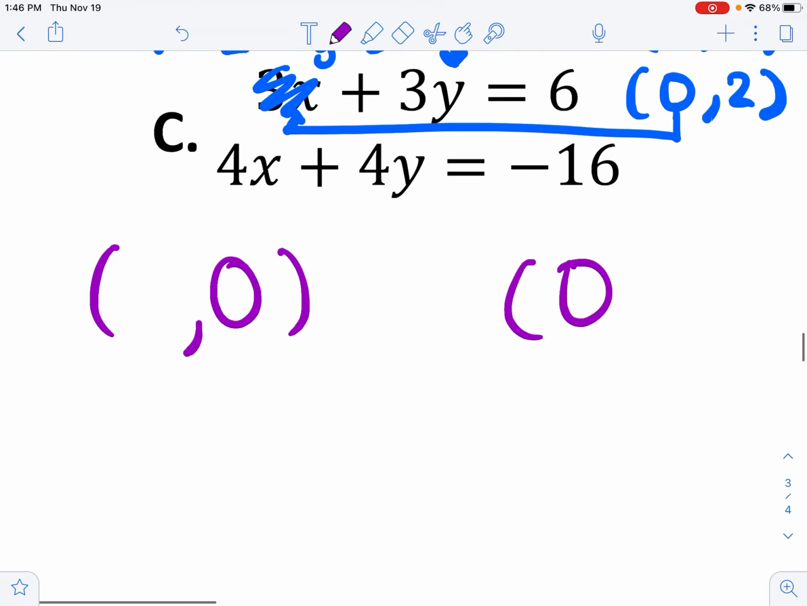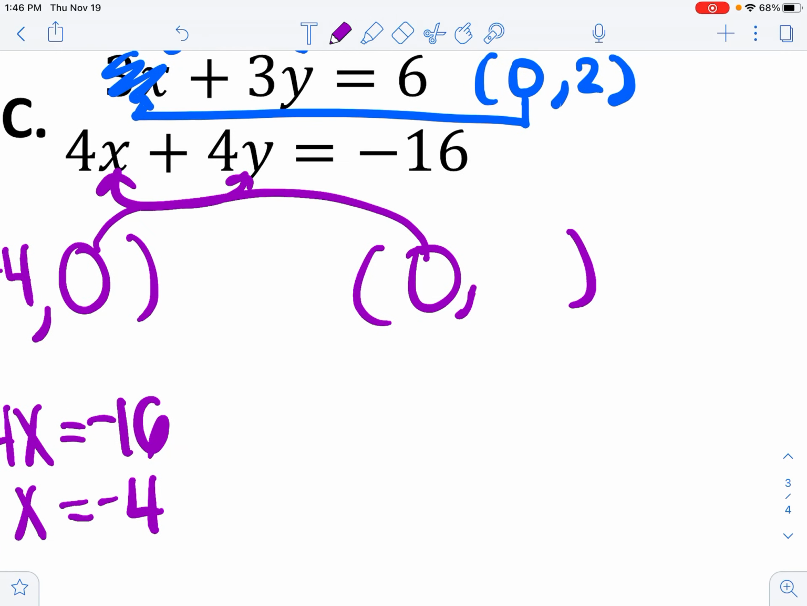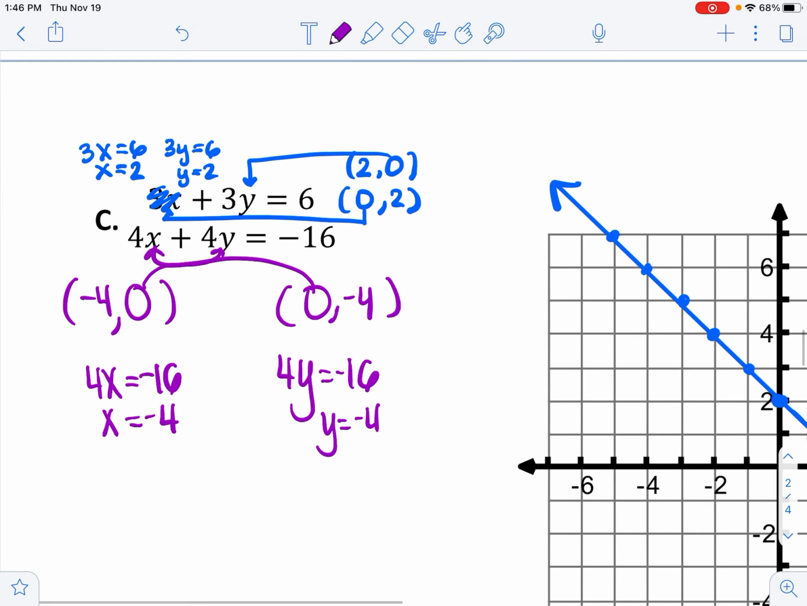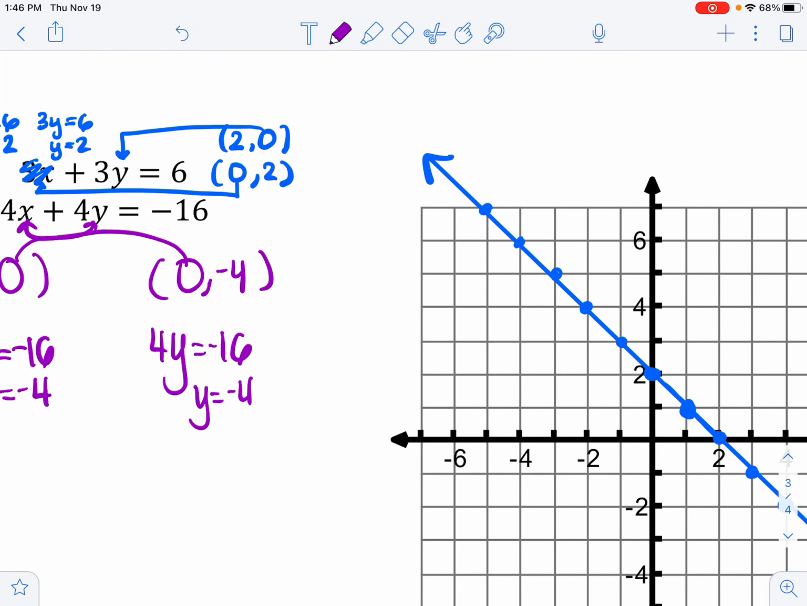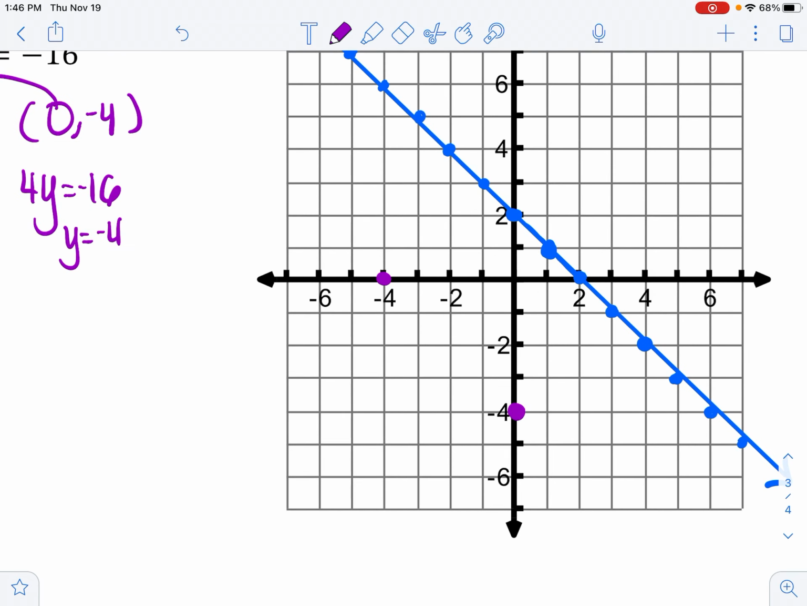My other line, I'm going to do it the same way since it's in standard form. I'm going to find my x-intercept and my y-intercept. So I'll plug in 0 for y to see what I get for x. I get 4x equals negative 16. X equals negative 4, the point (-4, 0). Now I'm going to plug in 0 for x to see what I get for y. I get 4y equals negative 16. So y equals negative 4, the point (0, -4). So now I'm going to graph that line. (-4, 0) and (0, -4).